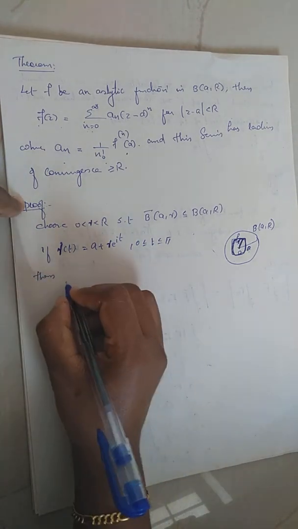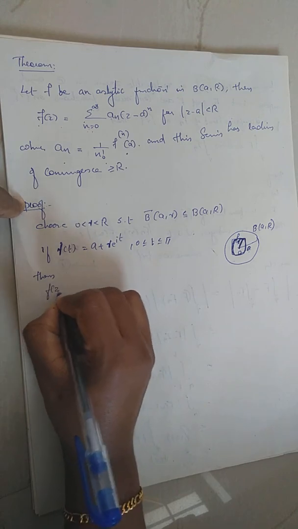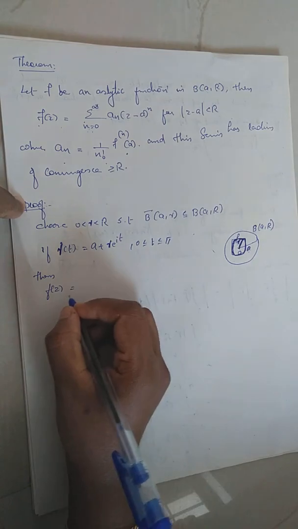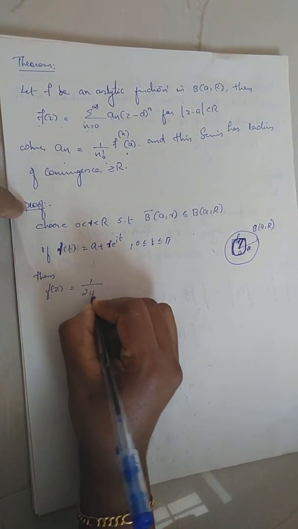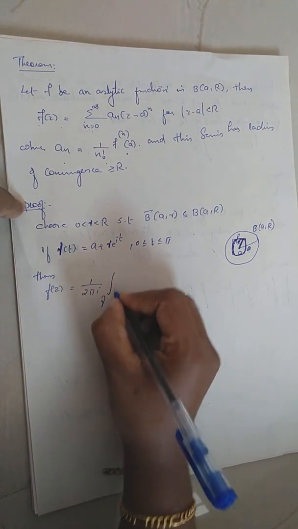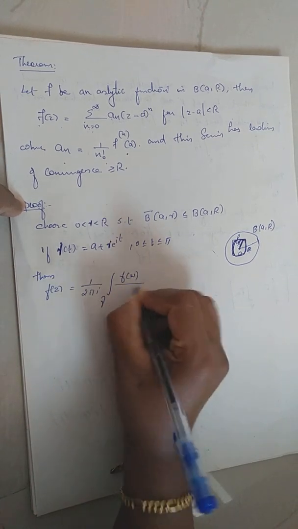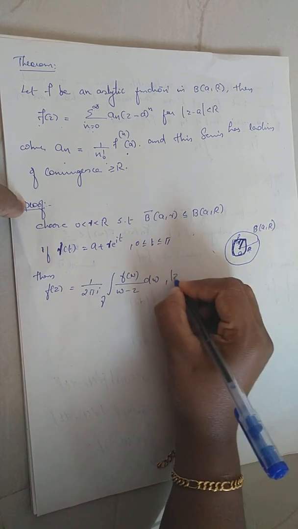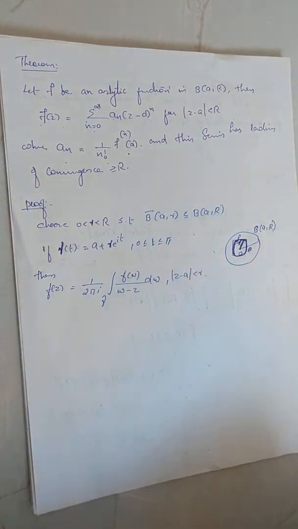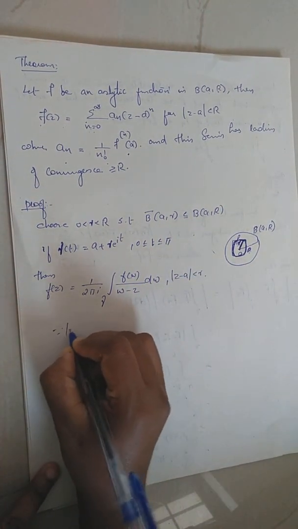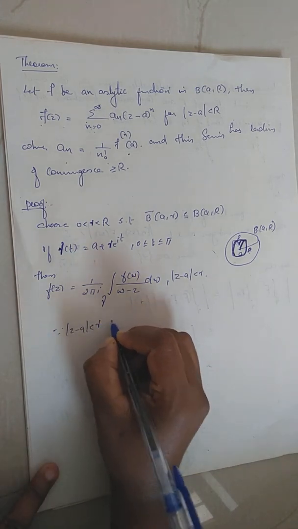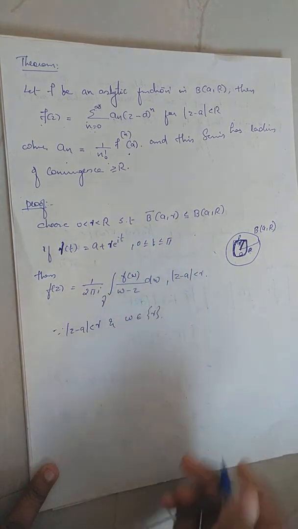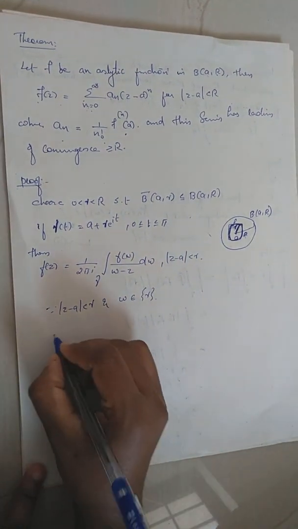By previous theorems, f(z) can be written in that region, in the smaller neighborhood of a, with the representation f(z) = (1/2πi) ∫_γ f(w)/(w − z) dw for the region |z − a| < r. Since |z − a| < r, what is this w? w is an element belonging to the trace of γ.